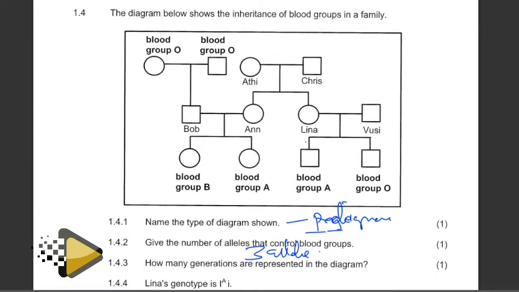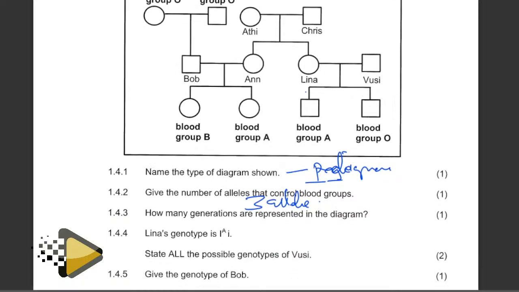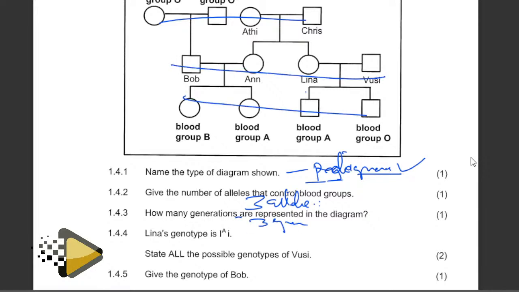Okay, so we are saying that the diagram below represents the blood group in the family, or blood group O. Then we have: name the type of diagram represented above. We said that the answer here is pedigree. Then they're saying give the number of alleles. We said it is three alleles. How many generations are represented in the diagram? We count 1, 2, 3. So the answer becomes 3 generations.